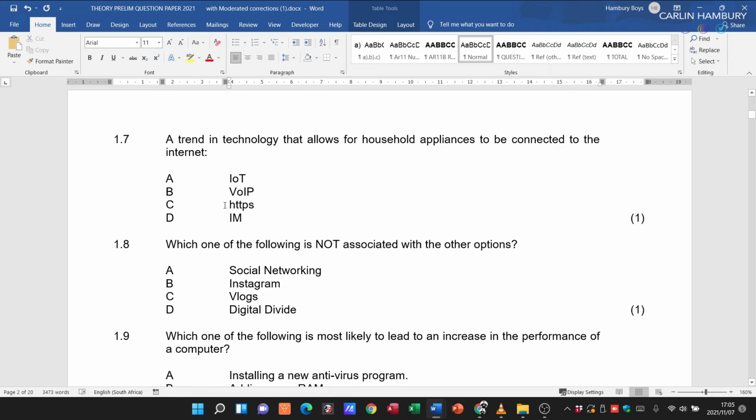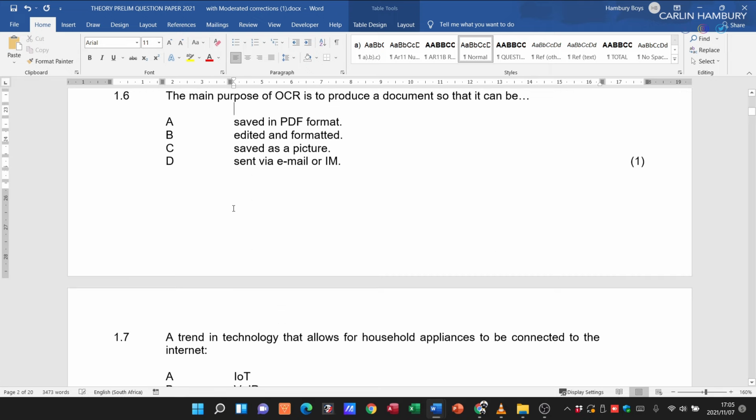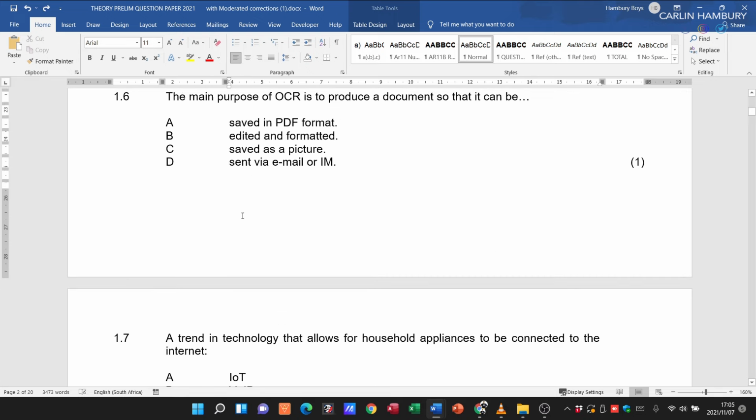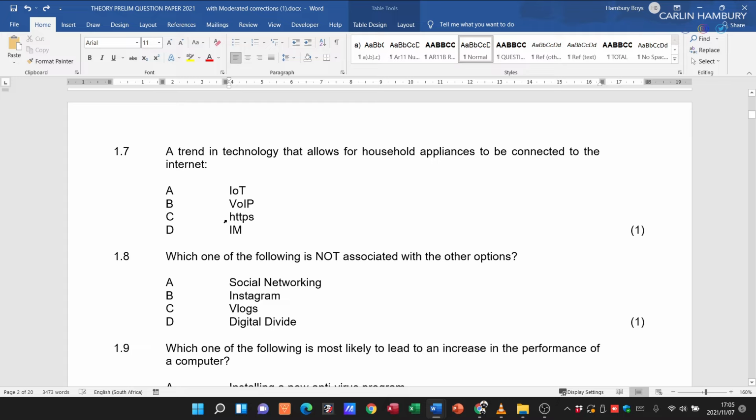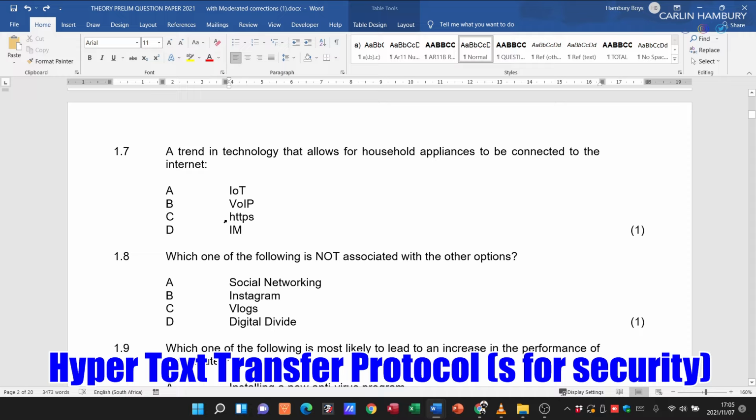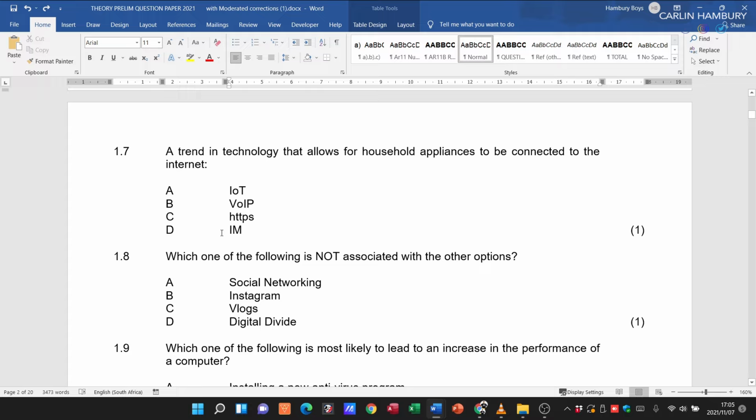So, no. What about HTTPS? That stands for hypertext transfer protocol, and the S stands for security. So it's a secure website. That's what it's actually going for. Okay, so that's got nothing to do with this. And then IM is our instant messaging.